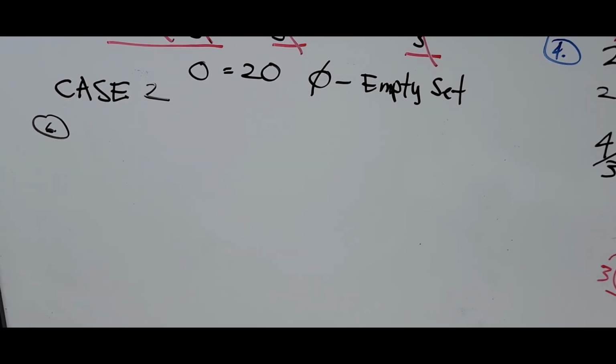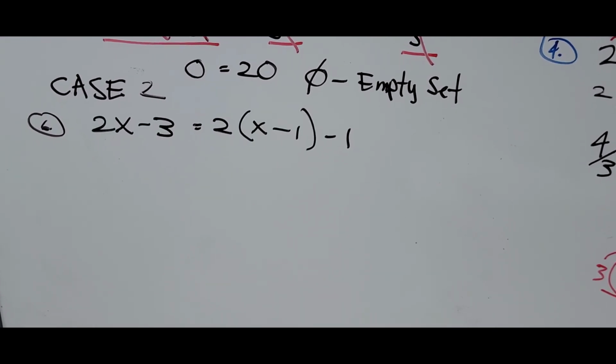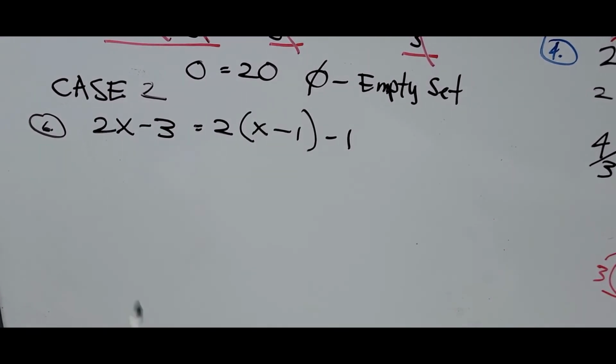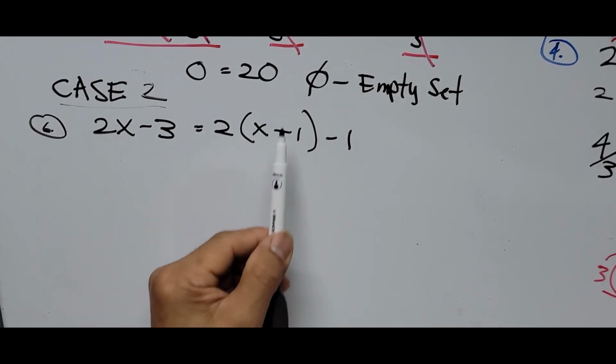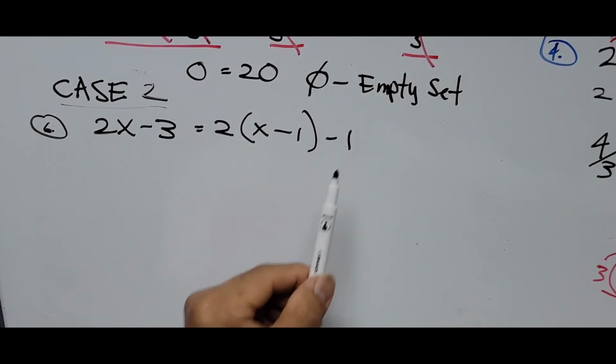Now we are on case 2, equations without variables in the answer. Alright, I'll give you an example. So that's the next example in case 2. We're talking about case 2, equations without variables in the answer. So 2x minus 3 equals 2 times the parenthesis x minus 1 minus 1.